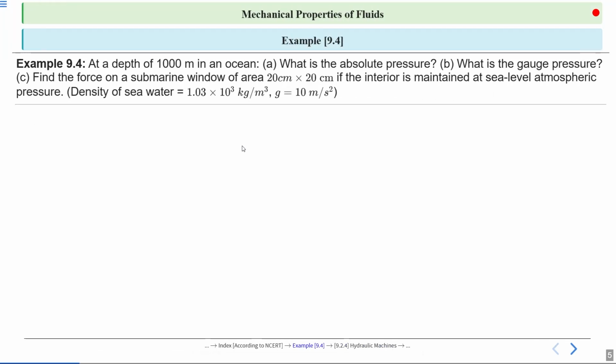Example 9.4. At a depth of 1000 meter in an ocean, A. What is the absolute pressure? B. What is the gauge pressure? C. Find the force on a submarine window of area 20 cm into 20 cm, if the interior is maintained at sea level atmospheric pressure. Alright, so density of sea water is equal to 1.03 into 10 raised to the power 3 kilogram per meter cube, and g is equal to 10 meter per second square.